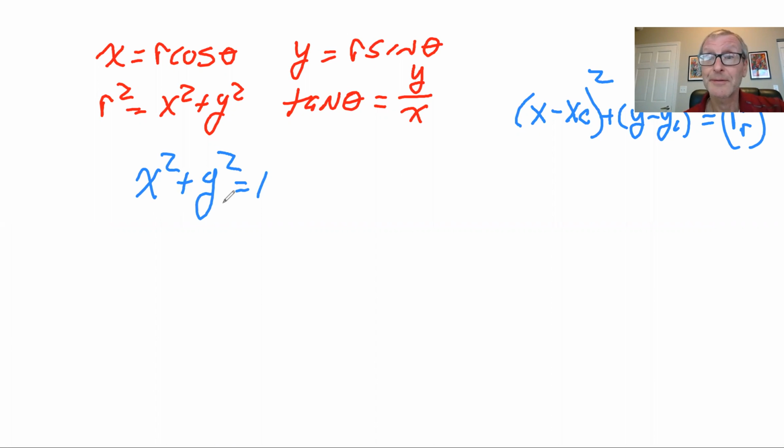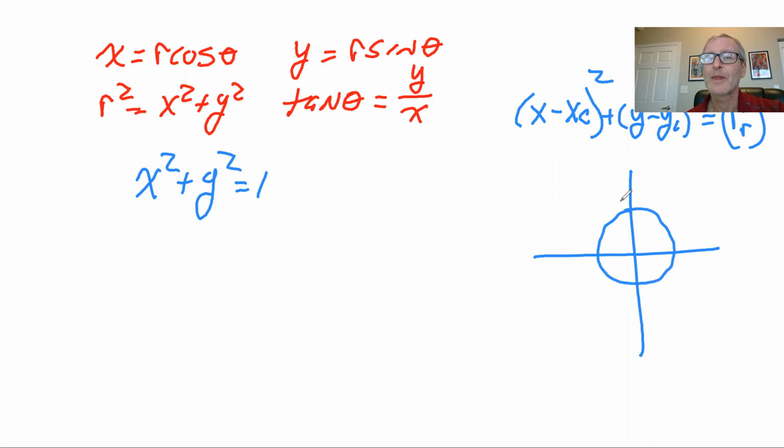Here the center is 0 and our radius is 1. And so the graph would look like that. This point here would be 1, and this point here would be another 1. And remember, the radius comes from the center.